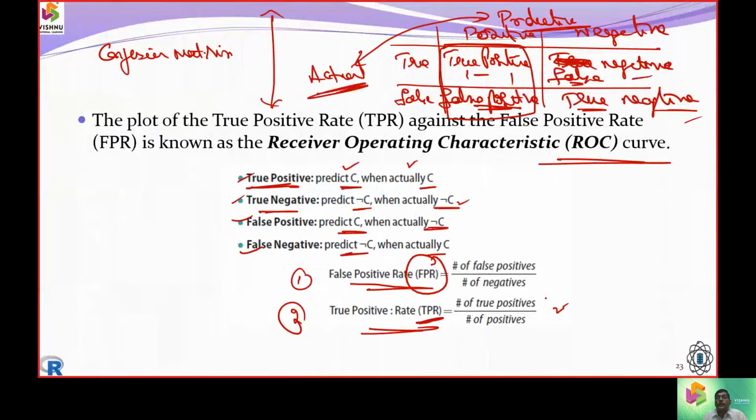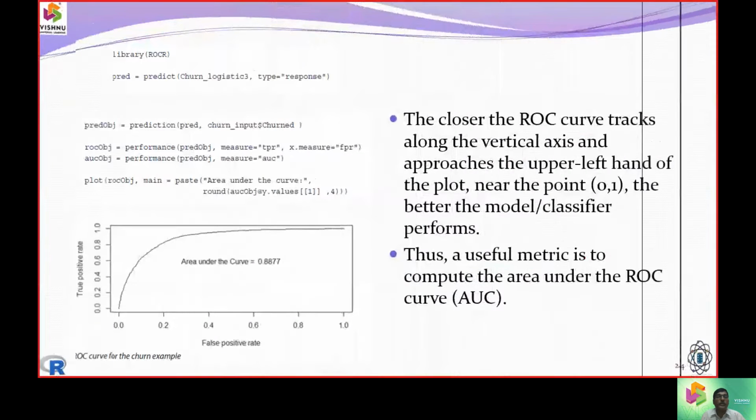So the total positives, we are going to say it is true positive divided by total positives, true positive plus false positive. And for the total number of negatives, I'm going to call it false positive, divided by false positive plus false negative. So in this model, we are going to get the values.